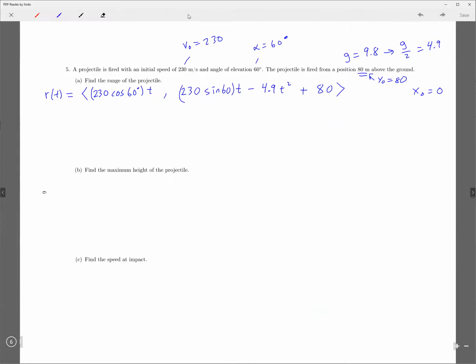Okay, so we want to know what the range of the projectile is. So if this is a position vector, how do you find the range? I'll let you guys think about that for a minute. Isn't the range the x distance? Yes, it'll come from here by plugging in a specific value of t. But you have to get that value. How do you get that value of t?